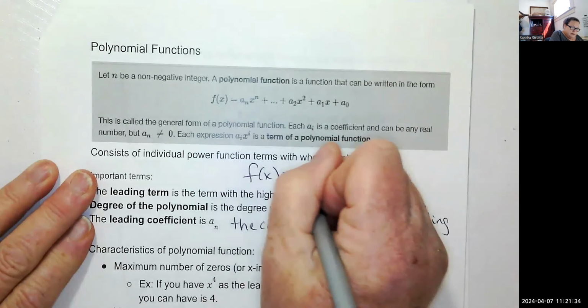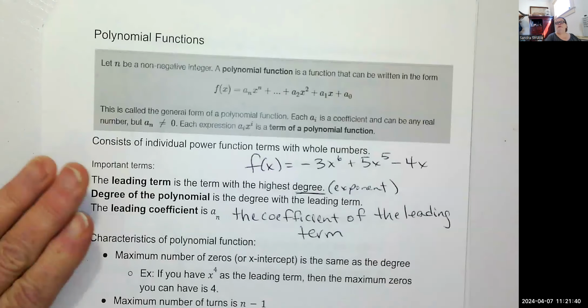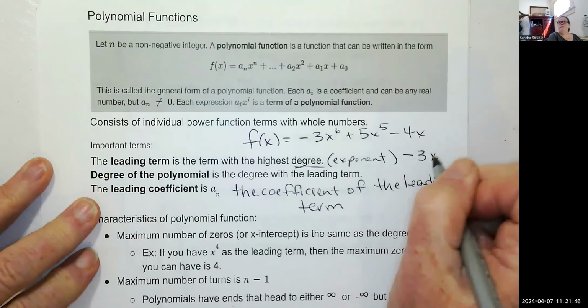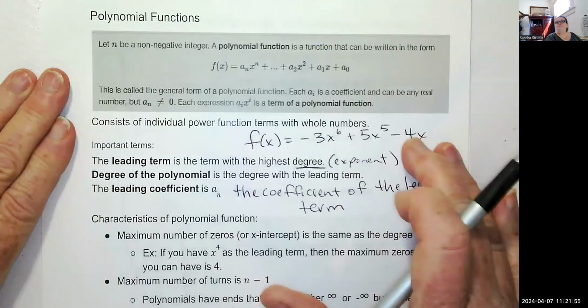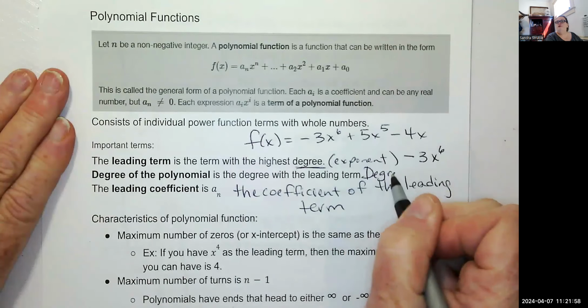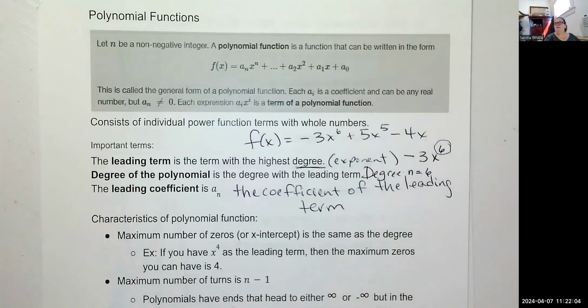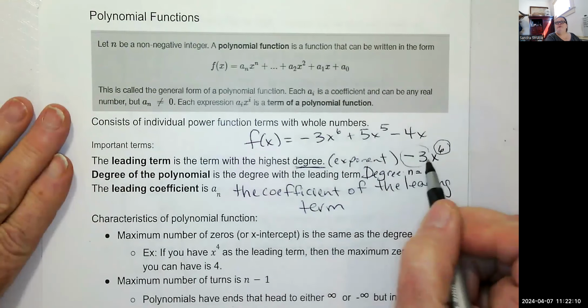So I want to give you an example. Let's go back to that other one. It was negative 3x to the 6th. So say we have f of x is equal to negative 3x to the 6th plus 5x to the 5th minus 4x. All right, let's just say we have that. Our leading term is negative 3x to the 6th. The entire thing is our leading term. The degree of this entire polynomial, the degree, which is also called n, is equal to 6. It's the exponent. All right. The leading coefficient is just the negative 3.